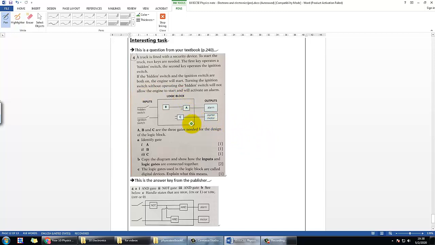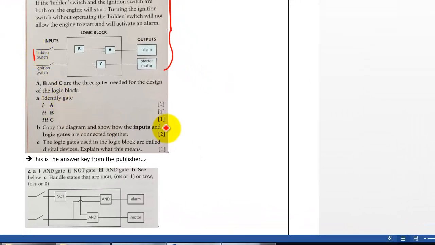Here is a question I extracted from your textbook, and the reason why I find it the most interesting is here it is said, you can read the whole paragraph. So this is talking about a system where it will allow you to have security because there's a hidden switch, and in order to switch on the car to let the car run, you need the ignition switch as well.